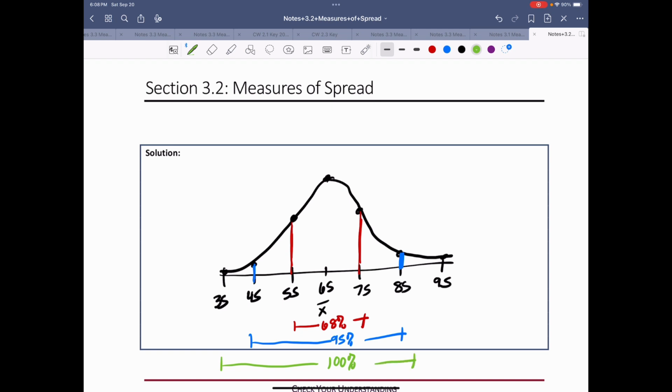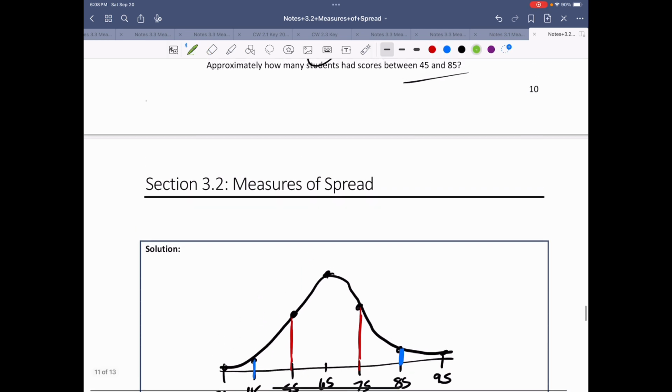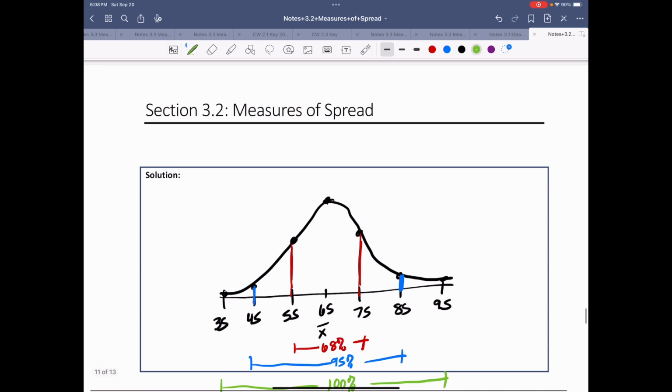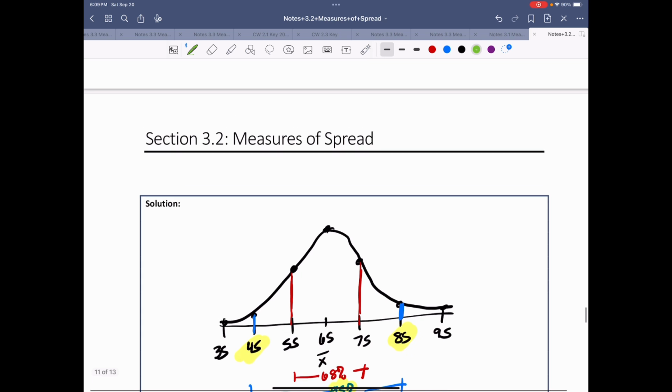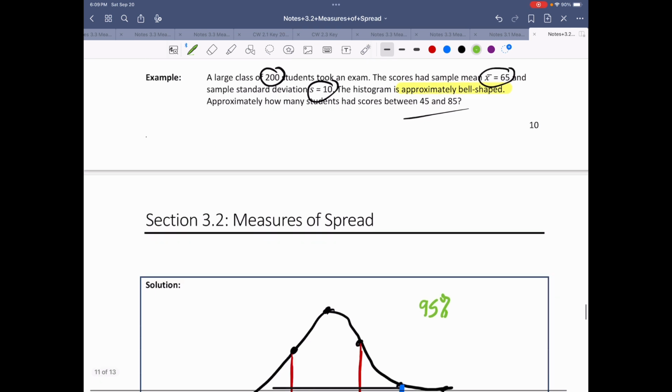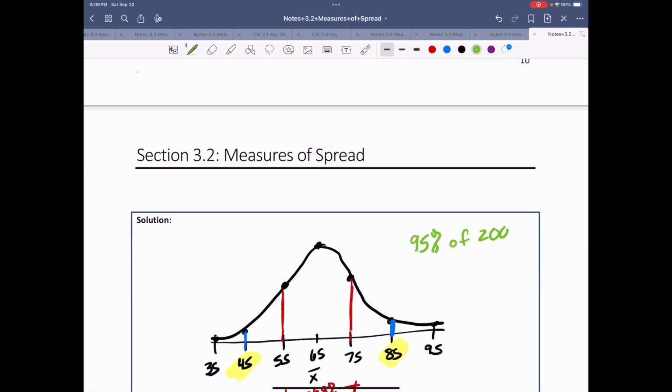Now this, whoops, let me take that one out further. This question says approximately how many students had scores between 45 and 85. And if you look at 45 and 85, I can tell that this is 95% of my students, 95% of the people. So I want 95% of 200 students. Change 95 to a decimal, do 0.95 times 200, or you can do 95 over 100 times 200. Percent means per 100. I'm going to do 0.95 times 200.